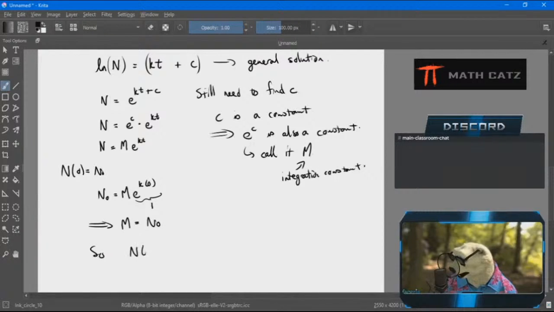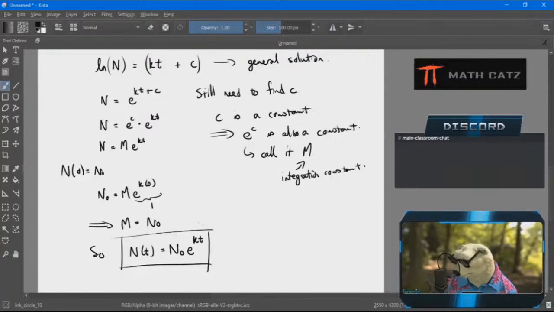And so my function that describes the population is the initial population times e to the kt. So having the integration constant in front here gives it direct meaning that I can easily pick out from the word problem as the initial population size. So it's just a nicer constant to see in my function.